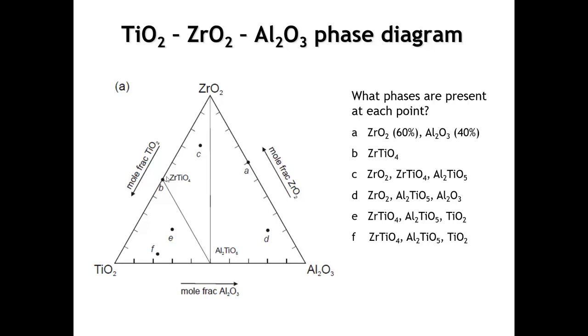We could work out the ratio of these three phases present at E by using the same rules that we went over before. Probably the easiest way to do that would be to use what's called the triangle rule. Where you draw a line from each vertex through point E to the opposite side. And then the triangle rule, which is comparable to the lever rule, the fraction is going to be the opposite side divided by the length of the entire line. And so we could do that for all three vertices.